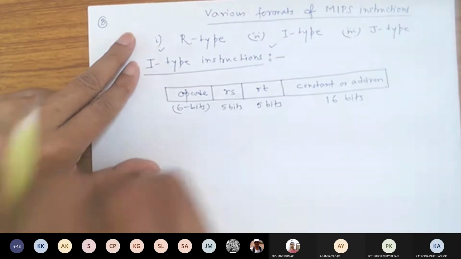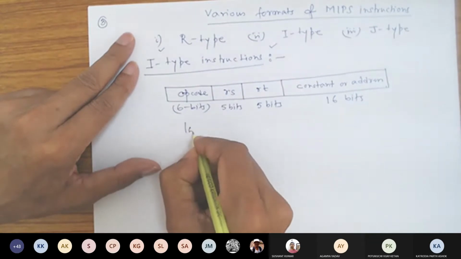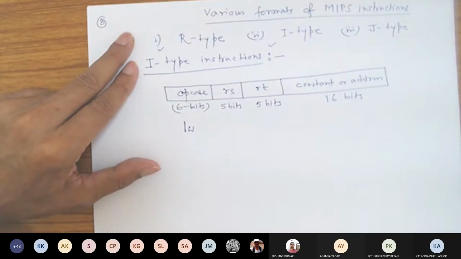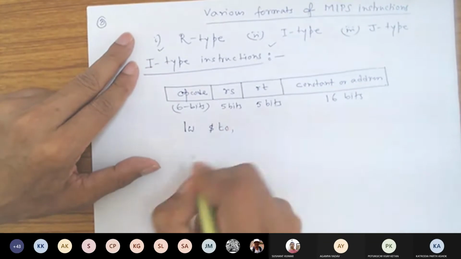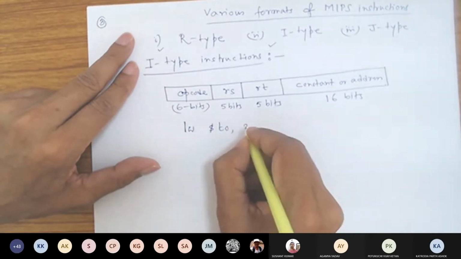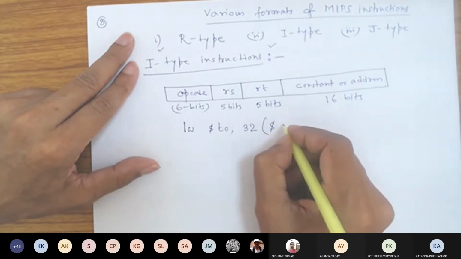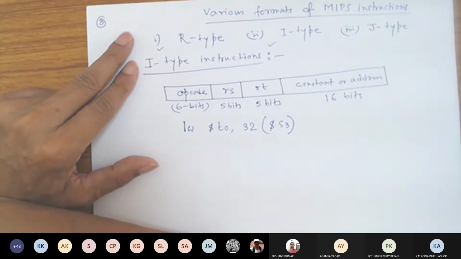So let's take an example. If we talk about load word, in MIPS, it is load word. When we write load word $T0, say 32, then $S3.